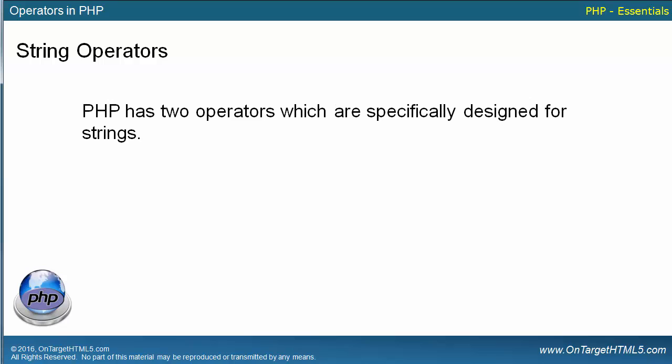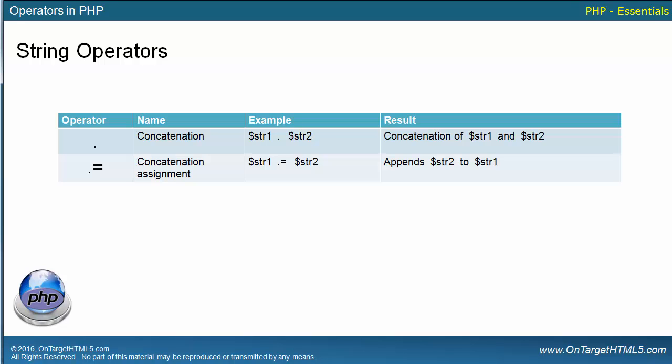PHP has two operators which are specifically designed for strings, and they are the concatenation operator, which is strictly a period, looks like a dot, and it concatenates string 1 to string 2, and you'll see in the demonstration what I mean by concatenation. It actually joins them together. And then we have the dot equal, which is a concatenation assignment, and what it does in this particular example, it appends string 2 to string 1. And again, you'll see it as we walk through the demonstrations.